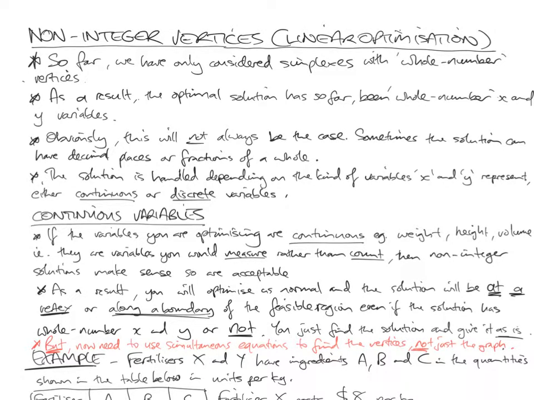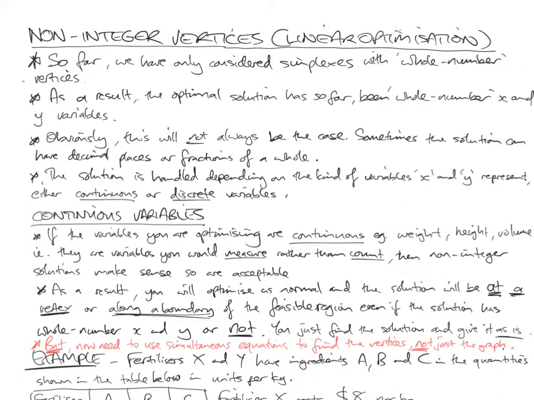This is another video. This one is on non-integer vertices when you're doing linear optimization. So far we've only considered simplexes that have whole number vertices, so simplexes that have corners on nice whole number grid lines. As a result, the optimal solution has so far been whole number x and y variables. Nice and easy. Obviously, that's not always going to be the case.